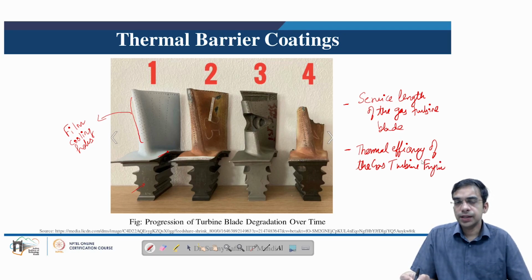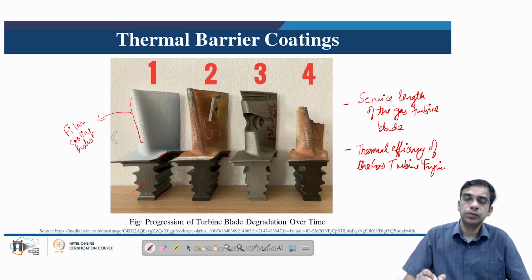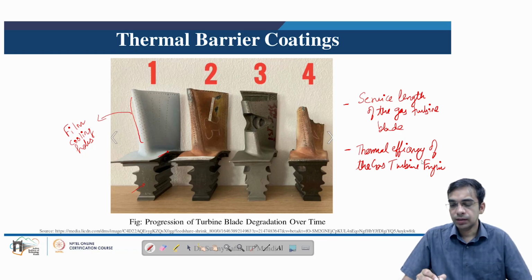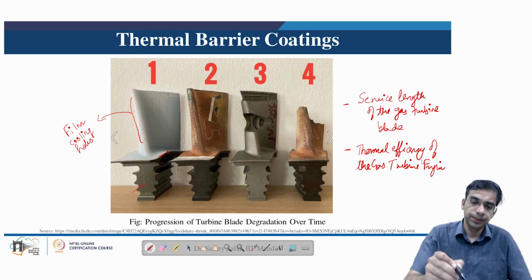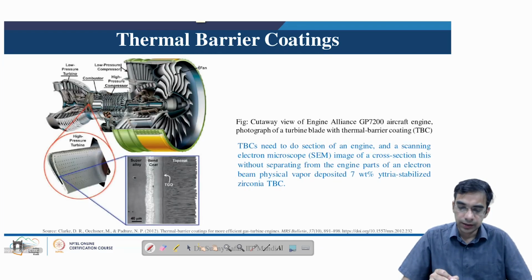because thermal efficiency in a gas turbine, as we know, depends on the temperature of the hot gases. So the higher the temperature of the hot gases, the higher the thermal efficiency of the gas turbine, as specified by the Brayton cycle. And to have a higher temperature of the hot gases, the presence of thermal barrier coating is very essential. So we will see the other details of the thermal barrier coating now.